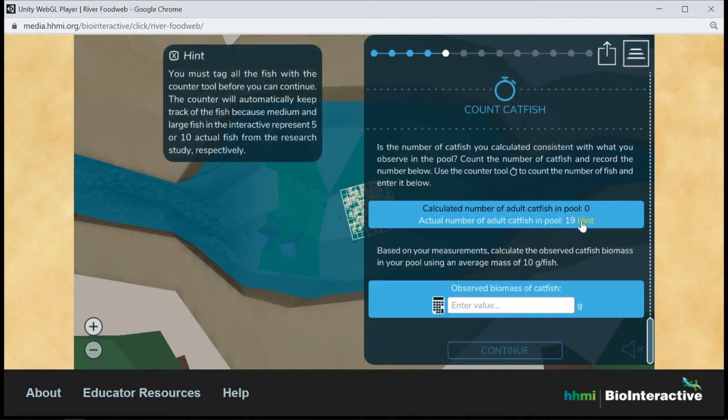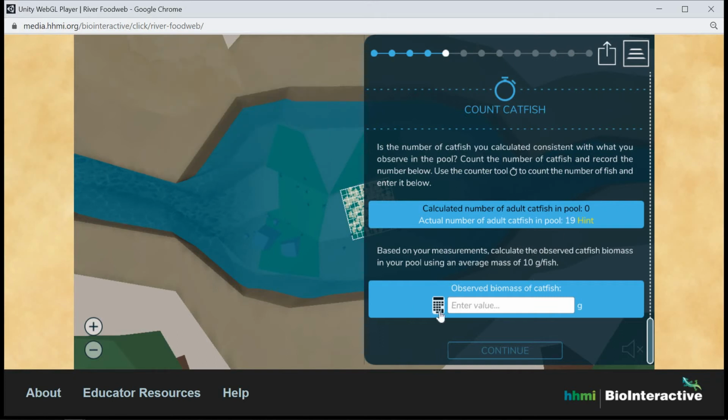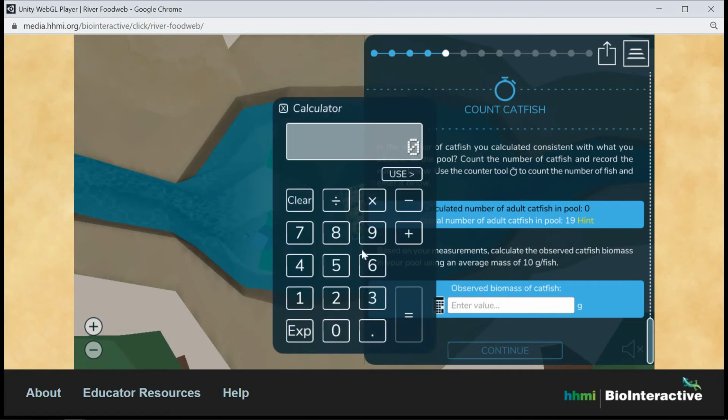This is also important. So the ones that we counted, 19, they represent 5 or 10 actual fish from the research study. So we got up to 19 actual number of catfish. We're just going to go with 19. So 19 fish times 10 grams per catfish is 190 grams worth of catfish.